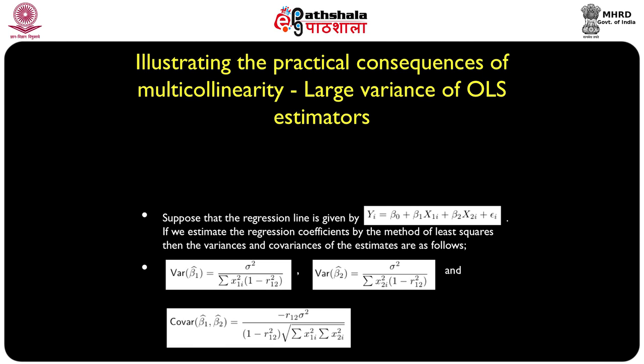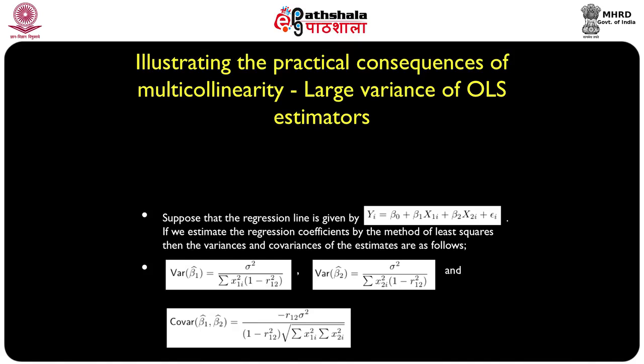Now let us look at each of these practical consequences of multicollinearity in detail. First, let us illustrate the practical consequences of multicollinearity. Large variances of OLS estimators of regression coefficients. Suppose that the regression line is given by yi equals beta naught plus beta 1 x1i plus beta 2 x2i plus epsilon i.